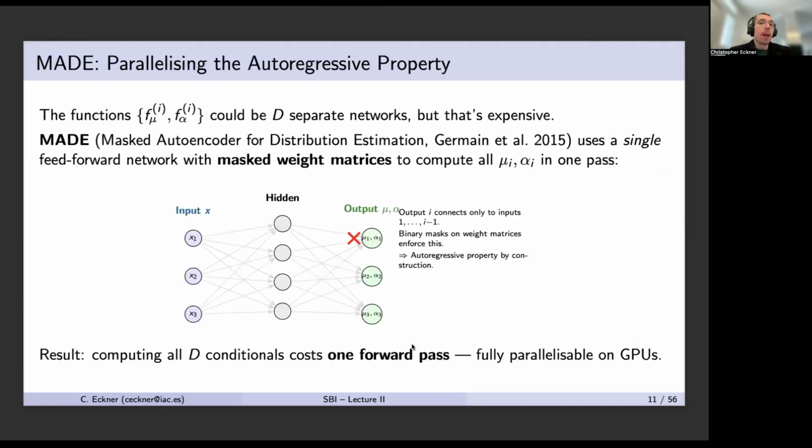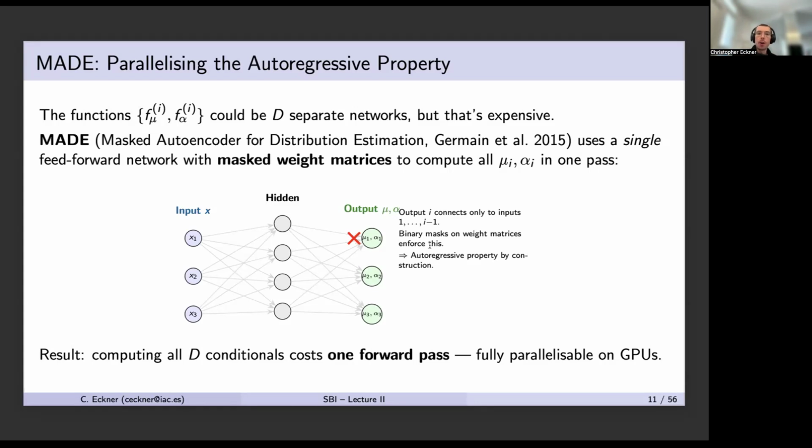Right. Well, now this is a bit tedious to do if you have to compute this for all of these functions. So what you would rather like to do is to compute all of these different transformations in one go and not one by one. So in practice, what you would implement is this MADE algorithm, the masked autoencoder for distribution estimation, which is just a simple feed-forward network that does a masked weight matrix scheme in order to compute all of these mu and alpha parameters at once.